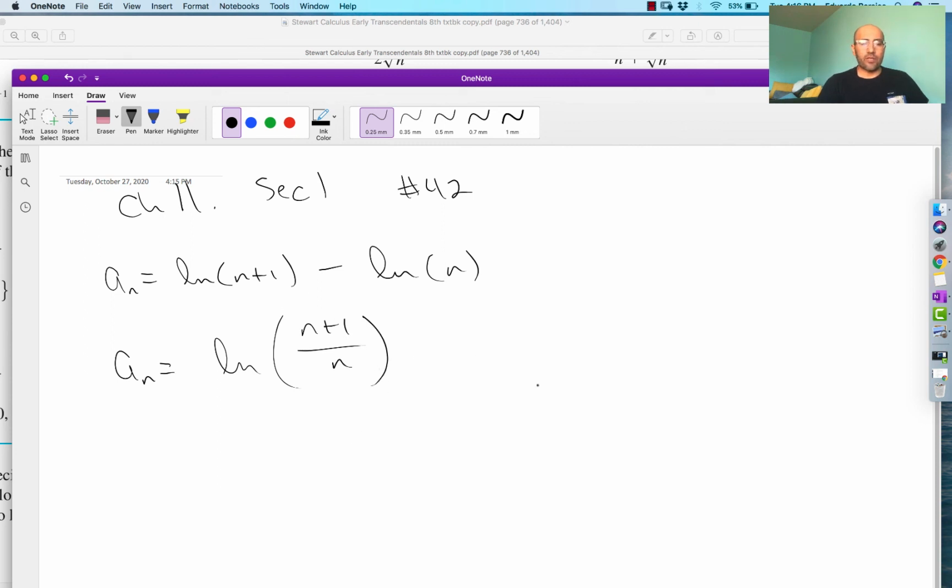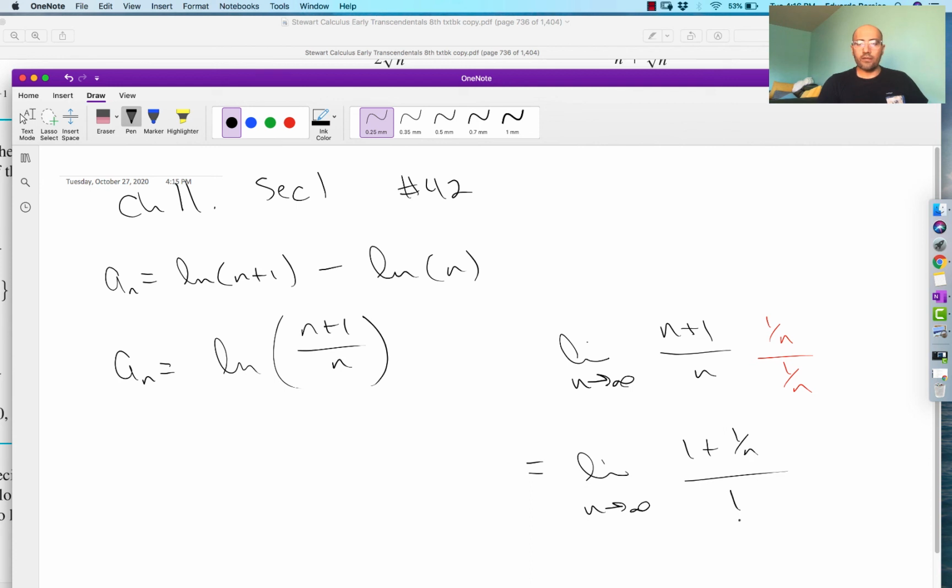Okay, and we know that if we have the limit of this guy, so the limit as n goes to infinity of n plus 1 over n, we do the same trick we've been doing so far, and we end up with 1 plus 1 over n all over 1. This is equal to the limit as n goes to infinity of 1 plus 1 over n over 1. And this will go towards 0. We end up with 1 over 1. So this whole thing is just going to be equal to 1. So the limit as n goes to infinity of this thing is equal to 1.